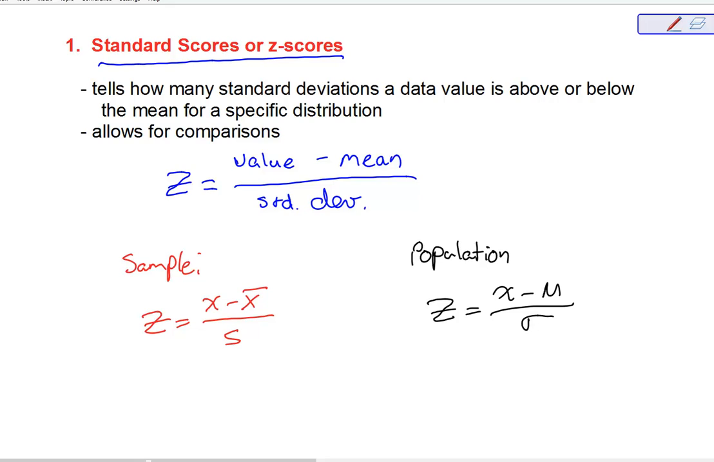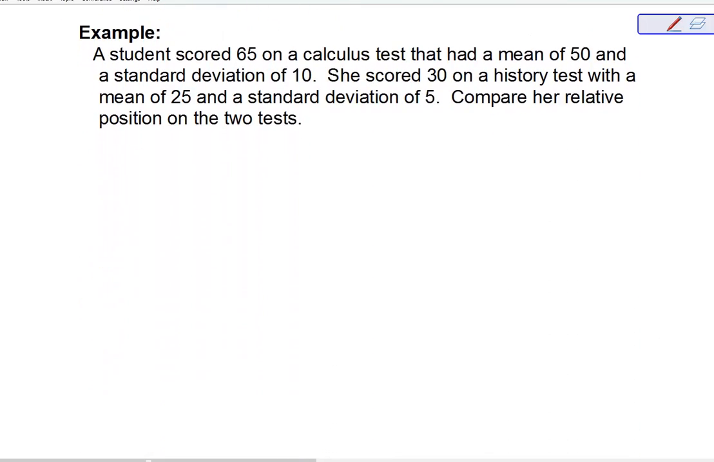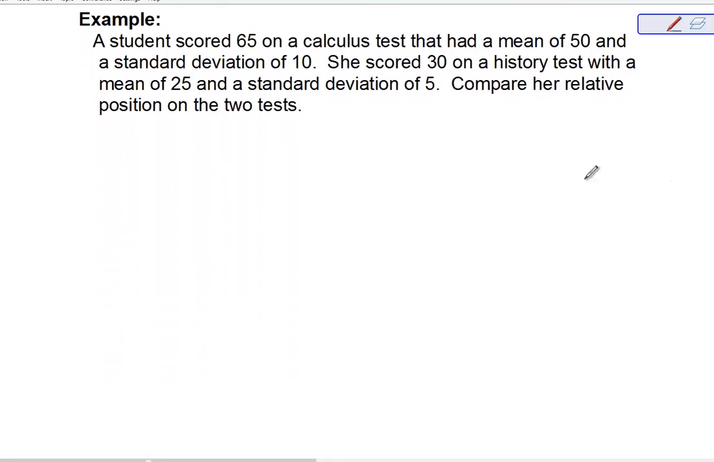Now then, the z-scores we're going to be using a lot throughout the semester, so we definitely need to make sure that we know how to use them. So let's look at an example. We see here that a student scored 65 on a calculus test that had a mean of 50 and a standard deviation of 10. She scored a 30 on a history test with a mean of 25 and a standard deviation of 5.